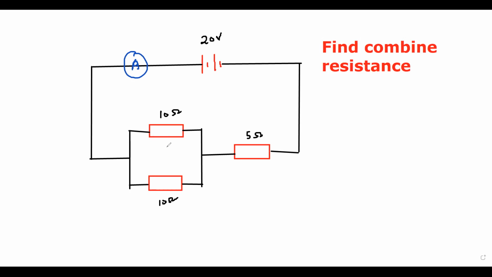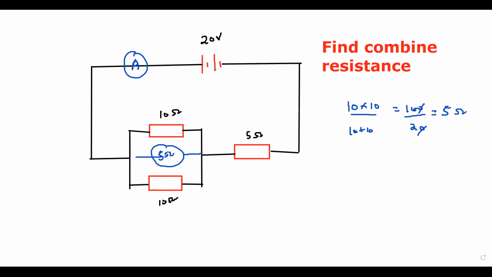First, these two are in parallel. So what is the formula for parallel? The product divided by sum. So 10 multiplied by 10 divided by 10 plus 10. So 10 multiplied by 10 is 100, divided by 10 plus 10 is 20. So when we simplify, the combined resistance will be 5. Means the combined resistance of these two will be 5 ohm.